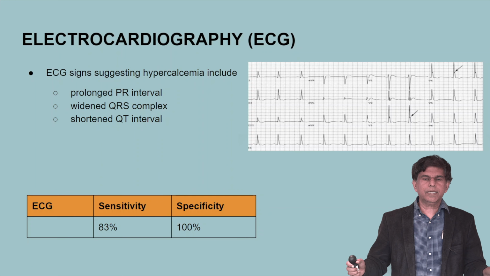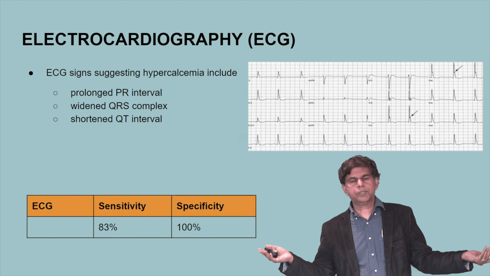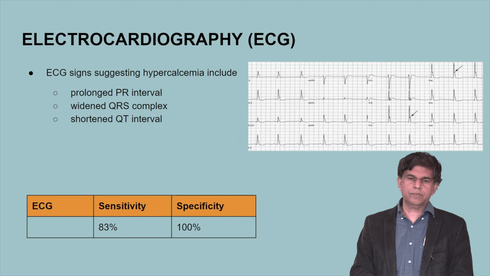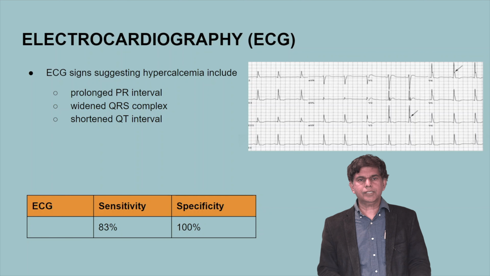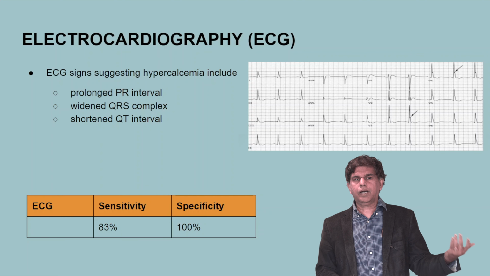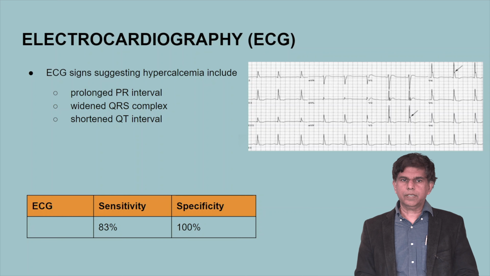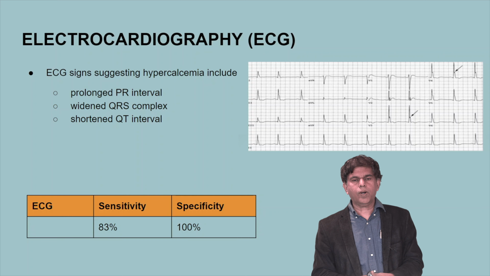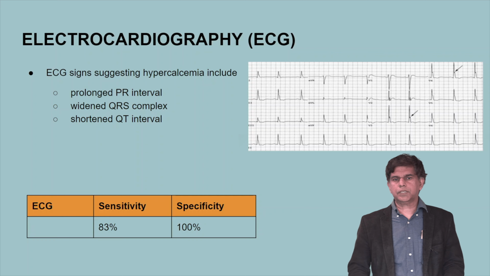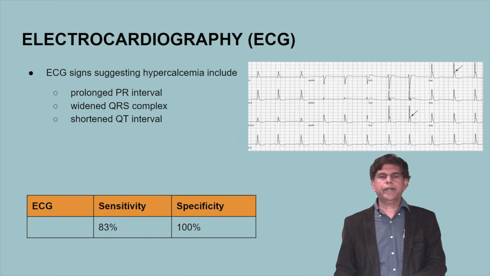Let's look at some EKG changes. Sometimes, for examination purposes, they can ask you, but it's very, very important that when somebody is hypercalcemic, you check the EKG, because you need to keep them in the hospital and treat it acutely, okay? You get shortened QT interval, widened QRS complex, prolonged PR interval. Sensitivity and specificity are very high for that.